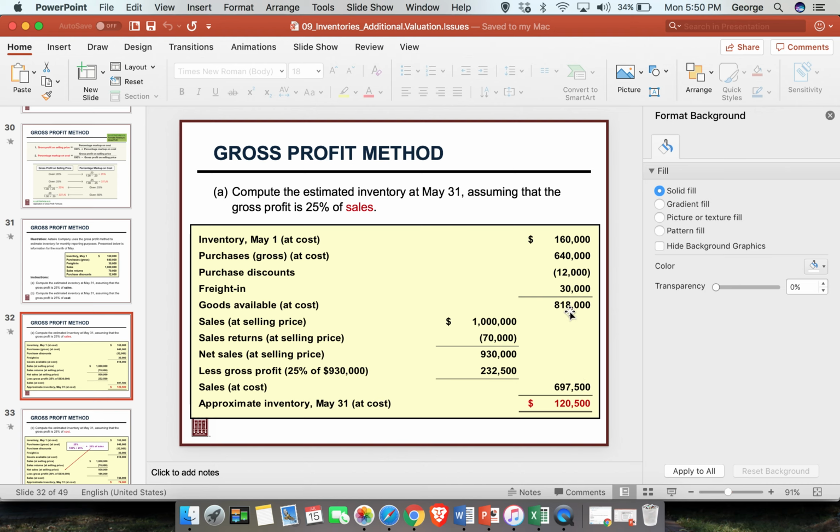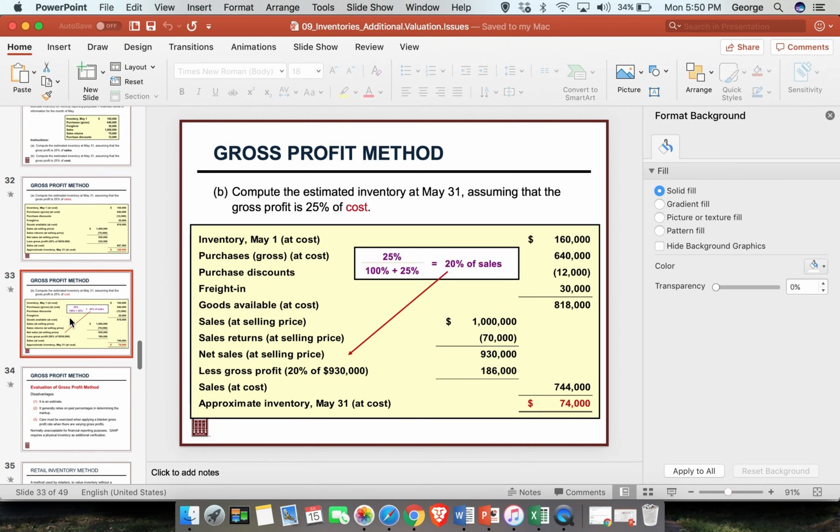So goods available are going to go two places: inventory and sales. The sales part is 697,500. The other part has to be my ending inventory of 120,500.